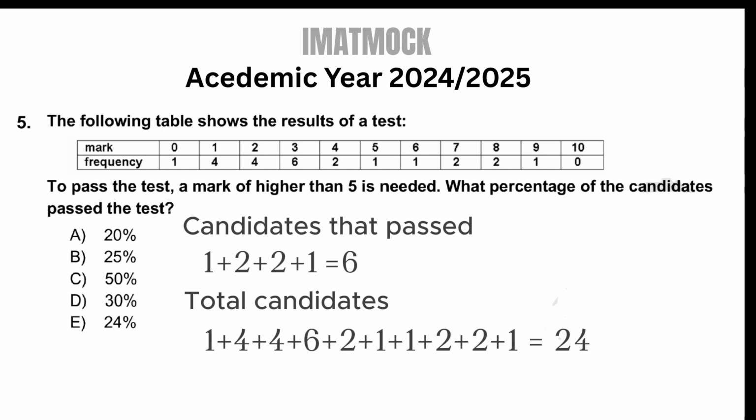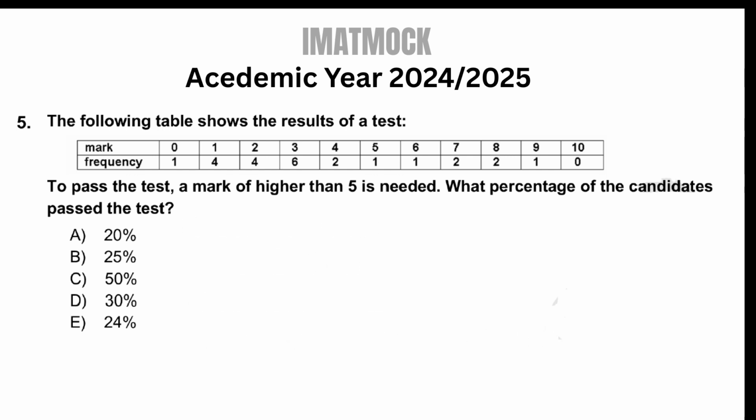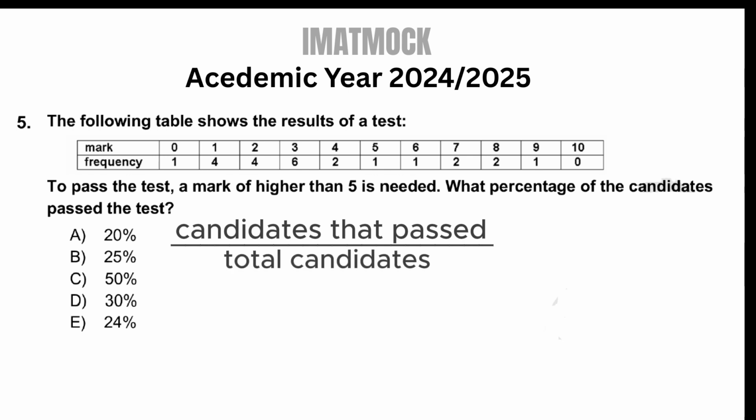Now we can calculate the percentage. The percentage that passed is number who passed divided by total number of candidates multiplied by 100. So that's 6 divided by 24 multiplied by 100. Before multiplying by 100, let's simplify the fraction. 6 over 24 simplifies to 1 over 4, and we should know that 1/4 is equal to 25%. So the percentage of candidates who passed is 25%. That gives us answer B.